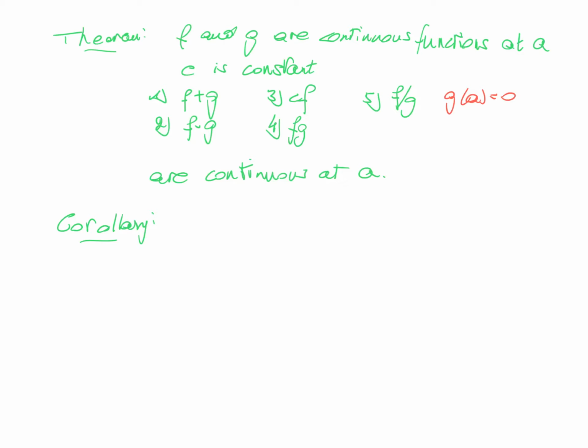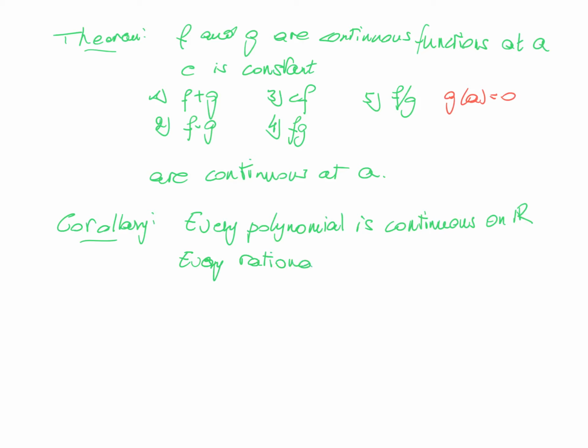As a direct consequence, a corollary, we know that every polynomial is continuous on R. And similarly, every rational function, which is a division of two polynomial functions, is continuous, but not on R, but on its domain. So basically it is not continuous in those points where the denominator becomes 0.